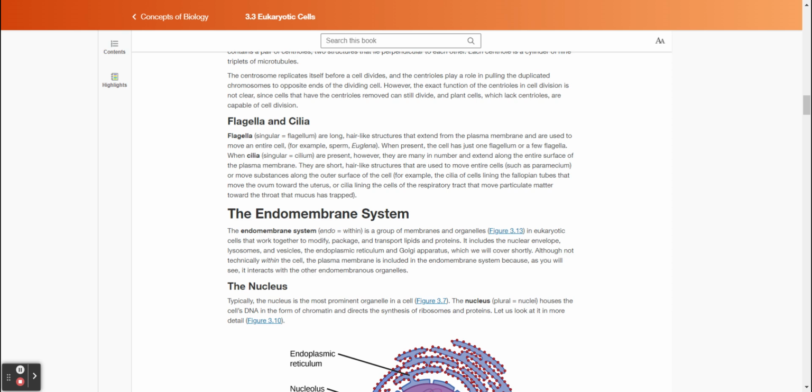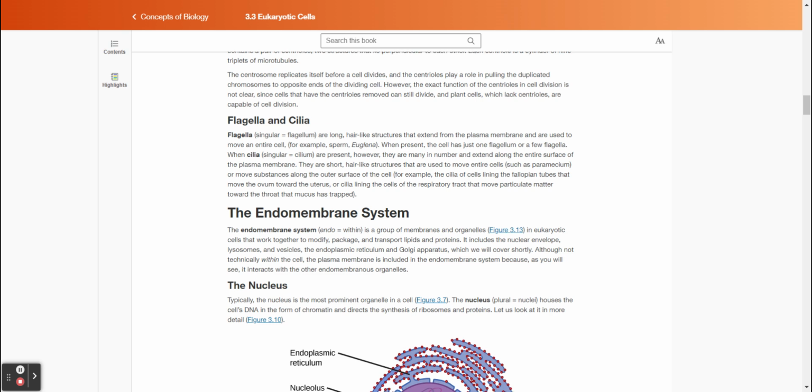When cilia, singular cilium, are present, however, there are many in number and extend along the entire surface of the plasma membrane. They are short, hair-like structures that are used to move entire cells, such as paramecium, or move substances along the outer surface of the cell. For example, the cilia of cells lining the fallopian tubes move the ovum toward the uterus, and cilia lining the cells of the respiratory tract move particulate matter that mucus has trapped toward the throat.